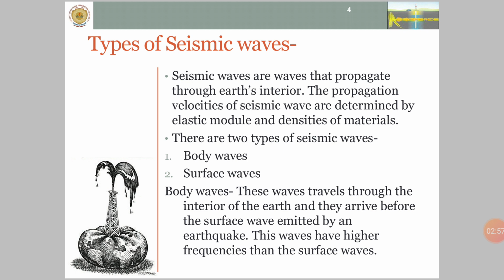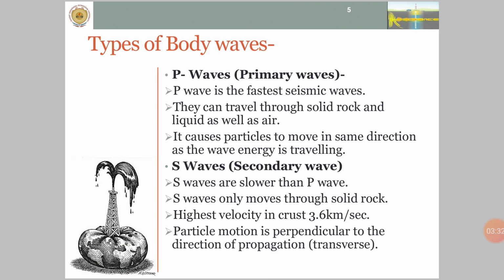Now in order to do the seismic acquisition, understanding seismic waves is important. Seismic waves are waves that propagate through Earth's interior. The propagation velocities of seismic waves are determined by elastic moduli and densities of material. There are two types of seismic wave: body waves and surface waves. Body waves travel through the interior of the Earth and they arrive before the surface wave emitted by an earthquake or by man-made disturbance. These waves have higher frequency than the surface wave.